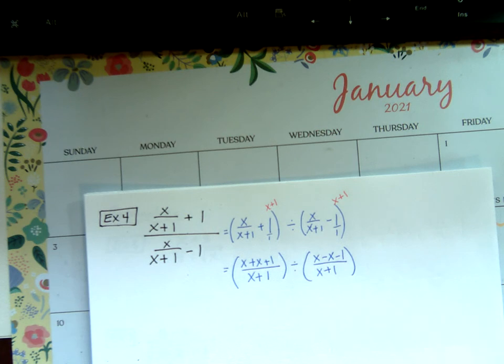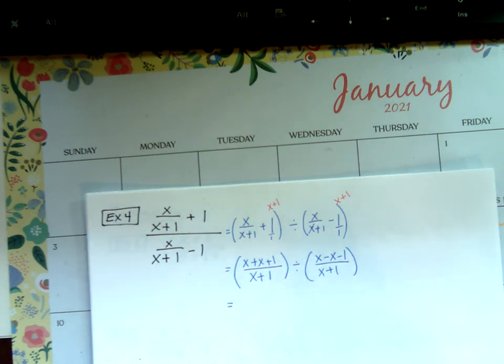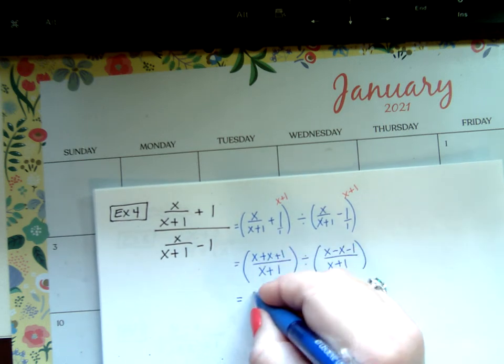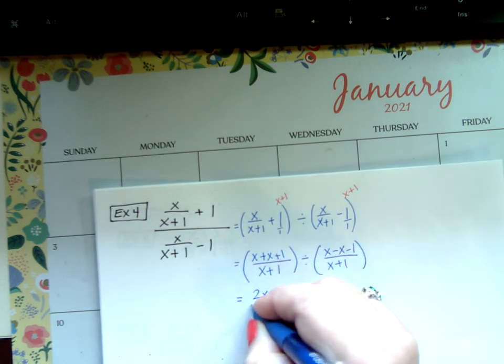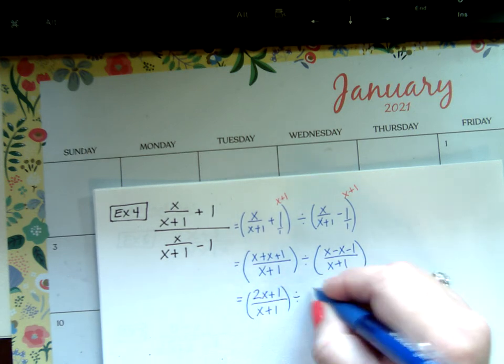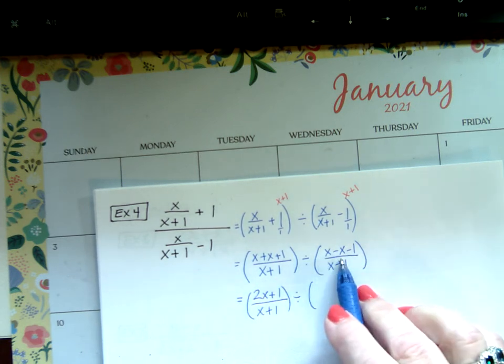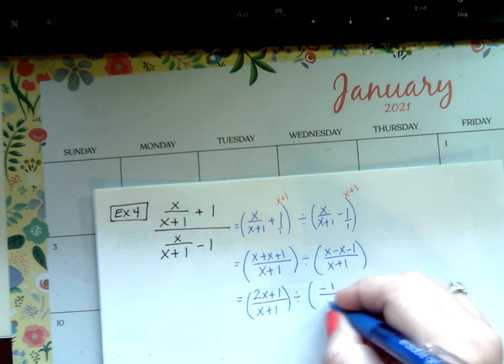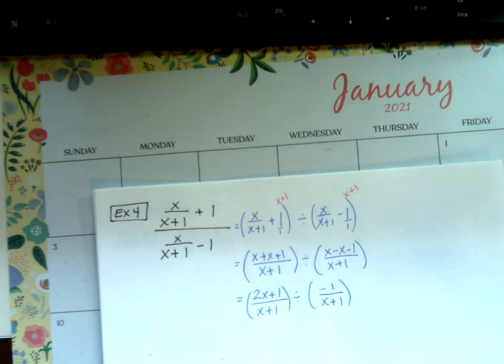So what I really have, I'm not keep, change, and flipping yet, is 2x plus 1 up top over x plus 1 divided by, x's cancel, x minus x, so they cancel each other out. So this guy's a negative 1 over x plus 1. All right, you take it from there, I'll take it from there, we'll see if we match.